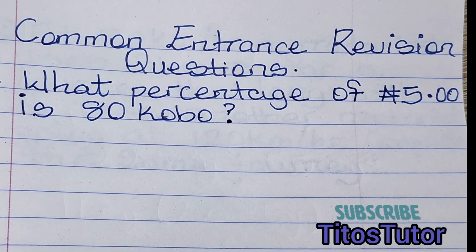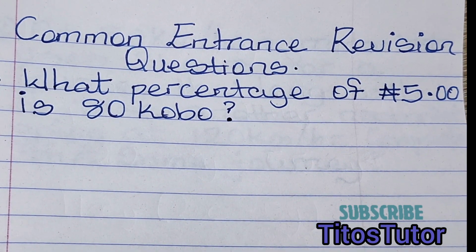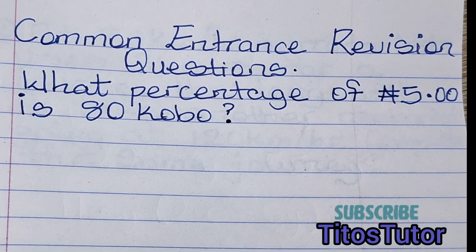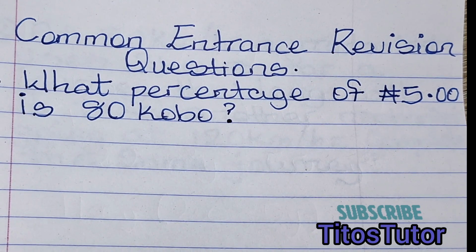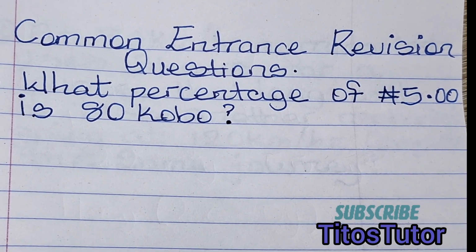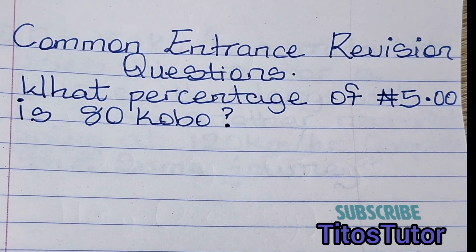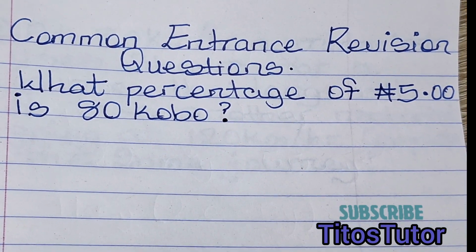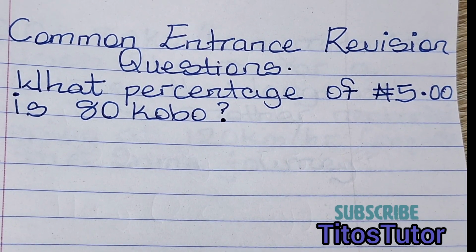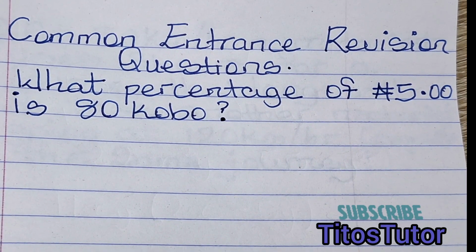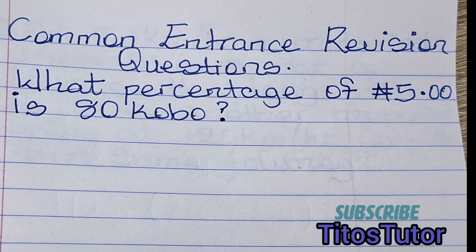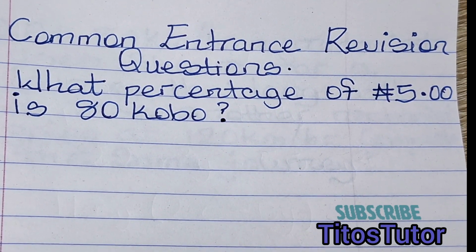Remember that percentage is fraction multiplied by 100. That gives you percentage. And fraction is always part over whole. And in this case, the part is 80 kobo and the whole is 5 naira. But they're not in the same unit, so you can't put them over each other. It's only when they're in the same unit you get to put them over each other.